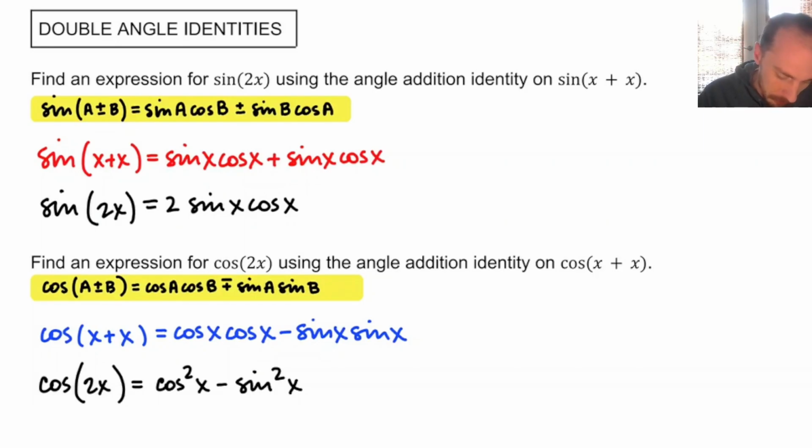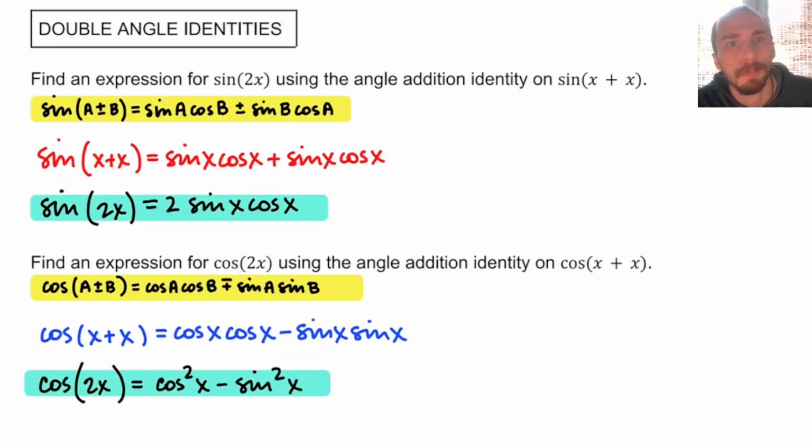And I would say these are also formulas that we're expected to know in AP Pre-Cal. But if we know the angle addition formulas and we don't know the double angle identities, that's probably not the end of the world because we could just go through this process right here. This wasn't that big of a deal.